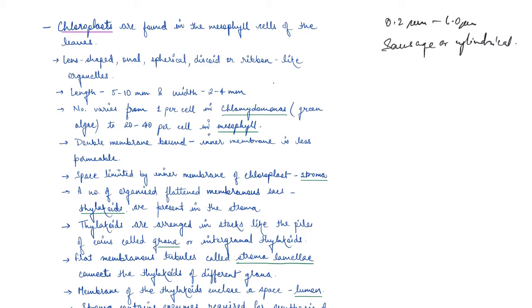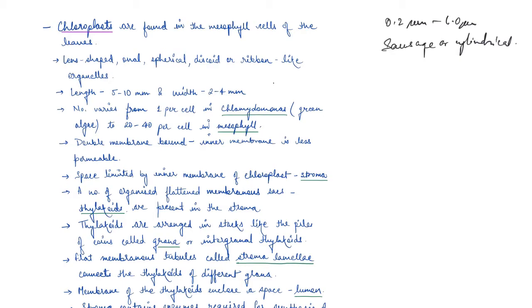So they can have various types of shapes. Length is 5 to 10 micrometer and width is 2 to 4 micrometer. The number of chloroplasts varies from 1 to 20 to 40. So in Chlamydomonas, the green algae, you have one. In mesophyll cells of a plant, you have 20 to 40, right? They are double membrane bound structures and the inner membrane is less permeable.